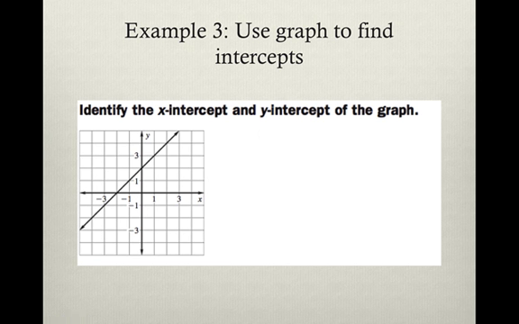Okay. Looking at a graph, I can find the intercepts. To find the x-intercept, I'm looking where the graph crosses the x-axis. So right there, what's that point? That point is (-2, 0). That's my x-intercept. My y-intercept is the spot where the graph crosses the y-axis. There it is. What's that point? My x value is 0. My y value is 2. There's my y-intercept.